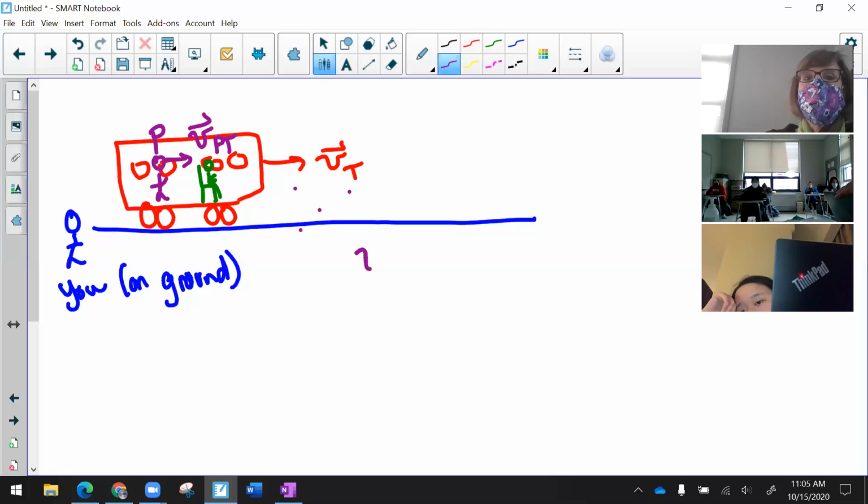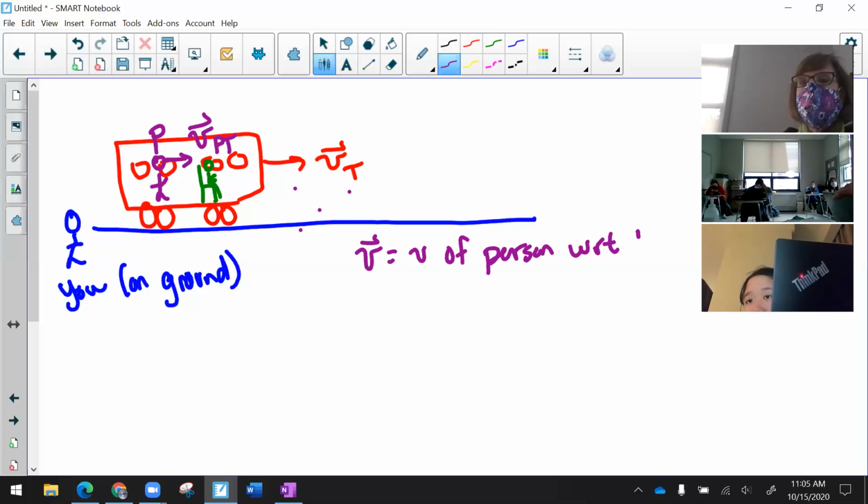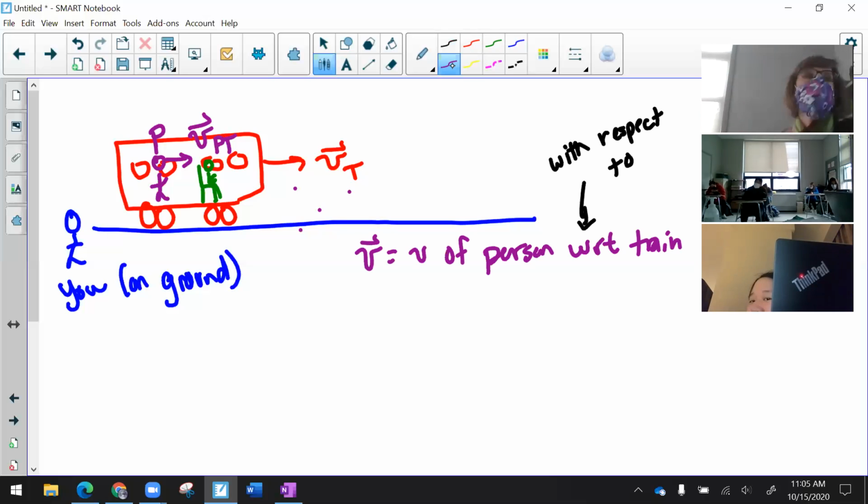So maybe we should write here that VP is the velocity of the person with respect to the train. Can I do that, WRT? Do we all know what that means? With respect to.